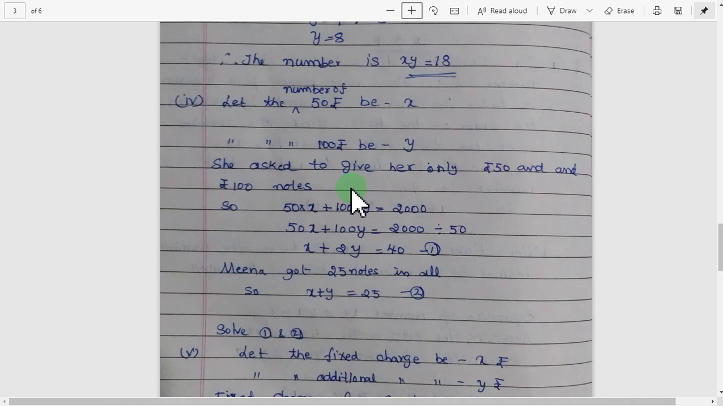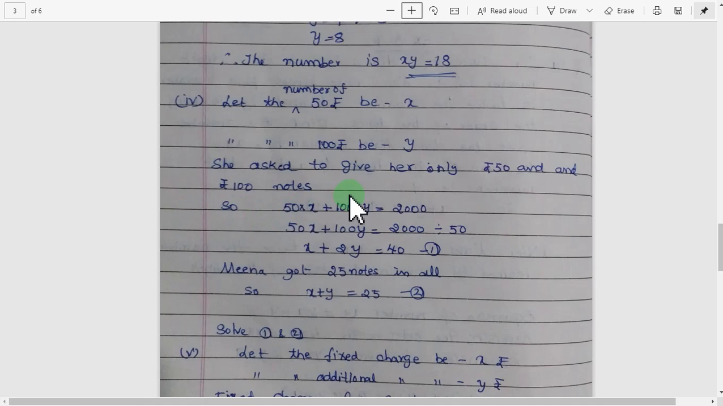So as per that statement, we have to find out how many 50 rupees notes she got and how many 100 rupees notes she got. What we have to find out, we have to take as a variable. Let the number of 50 rupees notes be x, and let the number of 100 rupees notes be y. She got X number of 50 rupees notes and Y number of 100 rupees notes. We know she has withdrawn 2000 rupees in total. So 50 into X plus 100 into Y is equal to 2000.